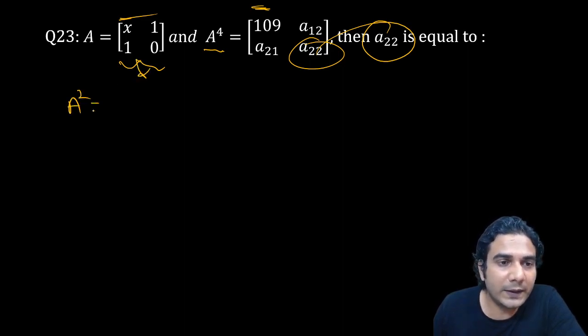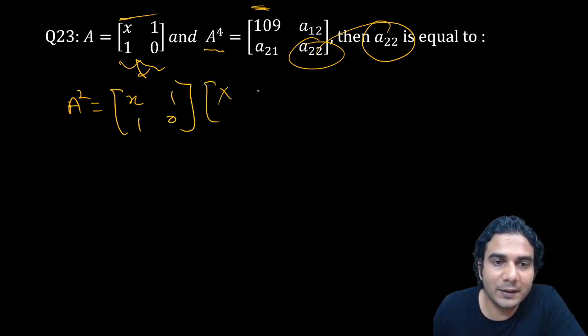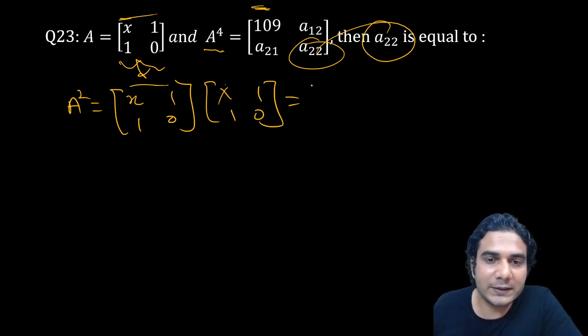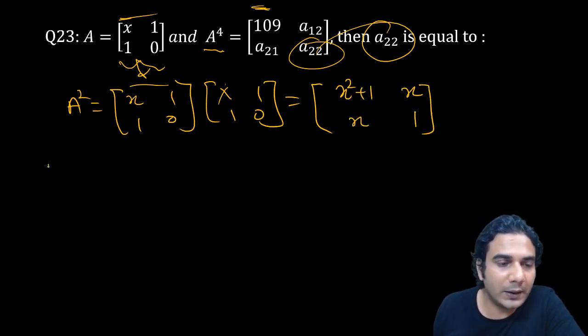So let's first find A square, which will be [x 1; 1 0] into [x 1; 1 0]. The good thing is that it is a 2 by 2 matrix. We can multiply it easily, row by column. So it is x square plus 1, and then it will be x only, then x only, then 1 only. All right, now let's do A raised to 4 by writing A square into A square.